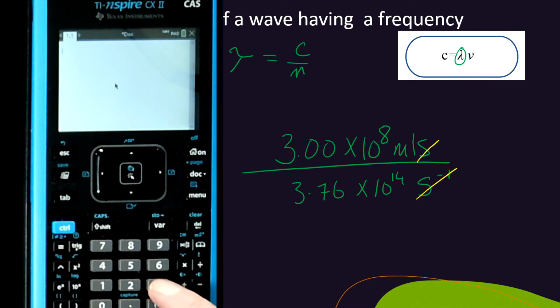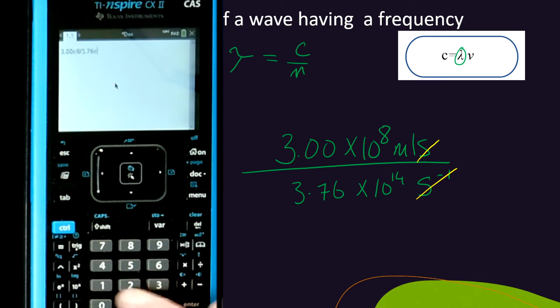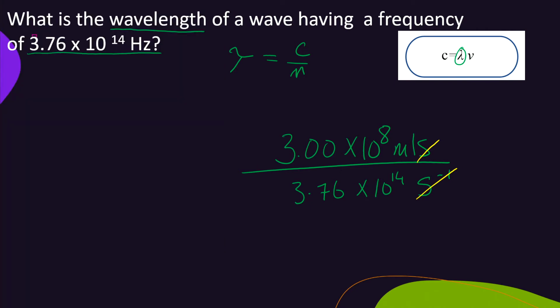And we enter in 3.00 E8, and we're going to divide that by 3.76 E14, and we see that we have 7.978. So looking at our significant figures in our question, we have to have 3 sig figs, so that will be 7.98 times 10 to the negative 7. So 7.98 times 10 to the negative 7 meters.